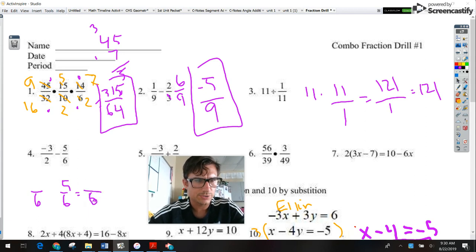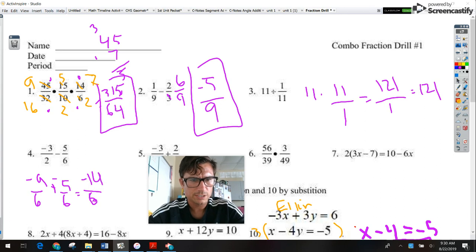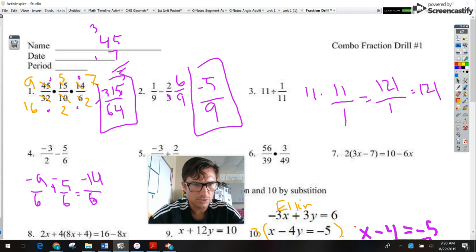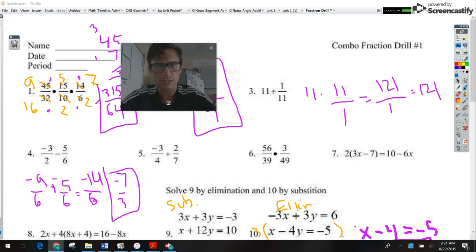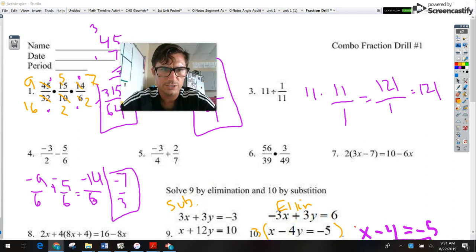2 goes into 6 3 times. 3 times -9. Keep change. -14. Always check to simplify. So we can divide that by 2. So that's 7 divided by 2 is 3. Boom. All right.